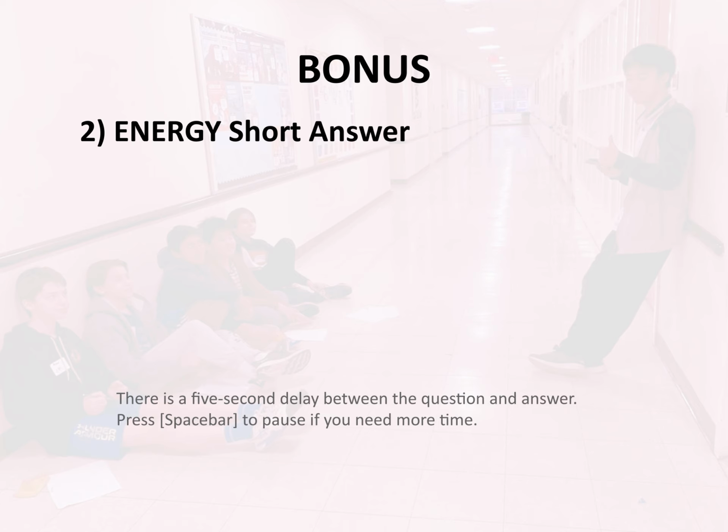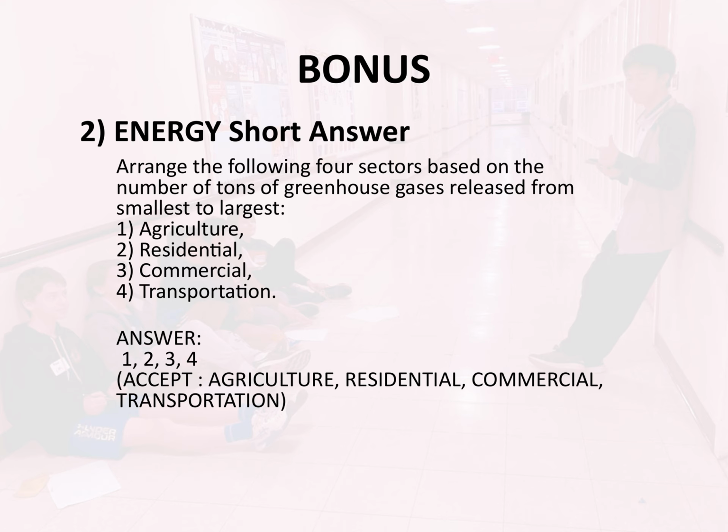Bonus 2. Energy short answer. Arrange the following four sectors based on the number of tons of greenhouse gases released from smallest to largest. 1. Agriculture. 2. Residential. 3. Commercial. 4. Transportation. Answer. 1, 2, 3, 4.